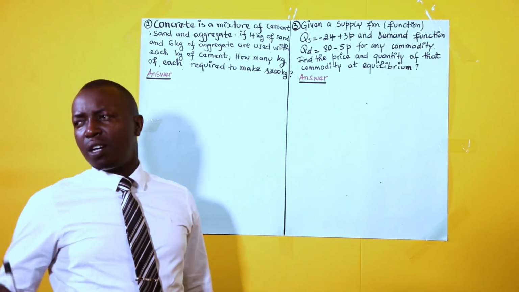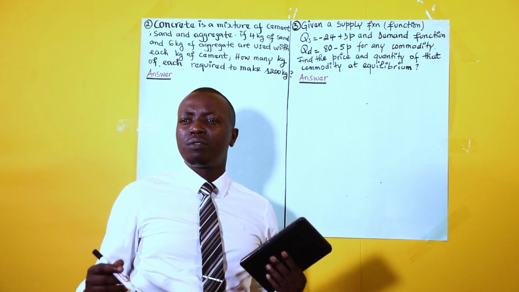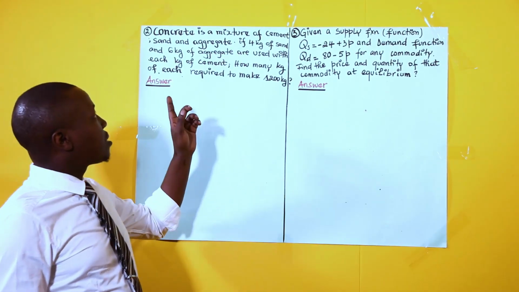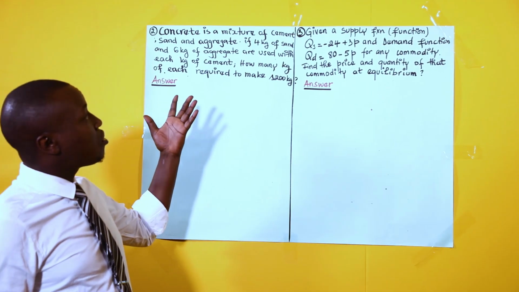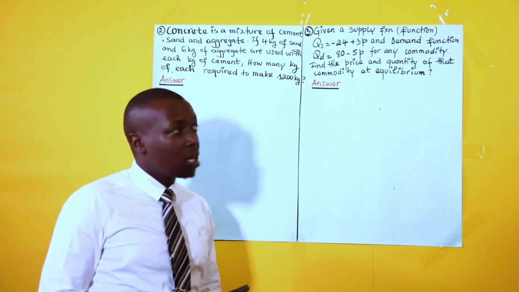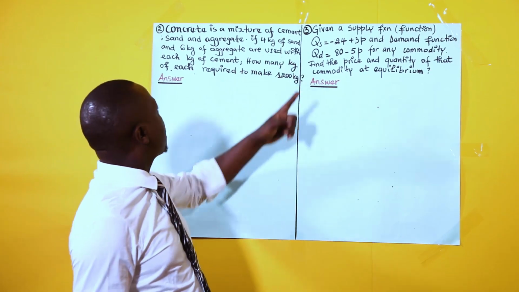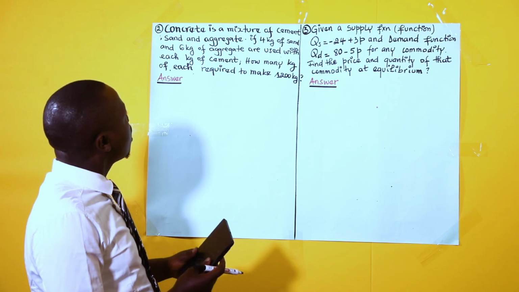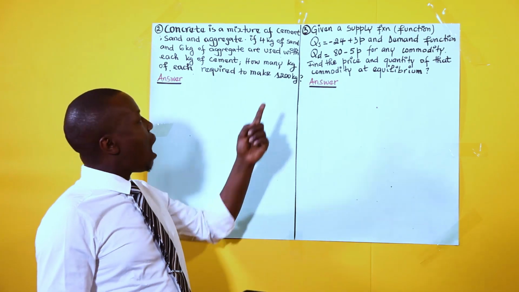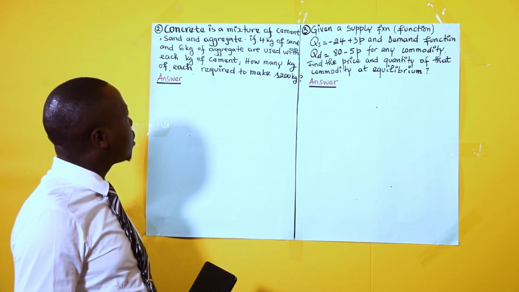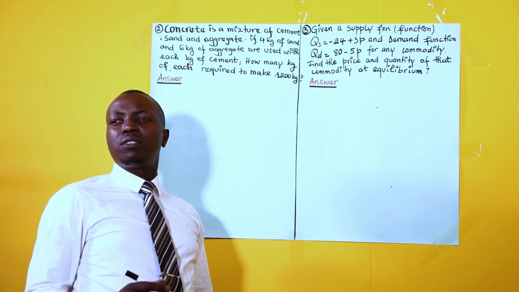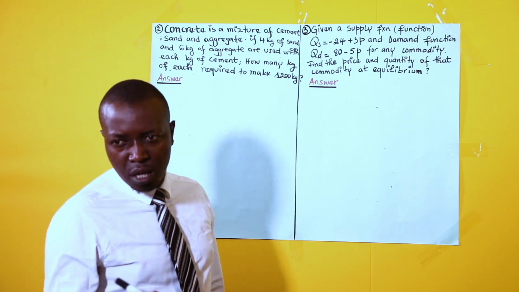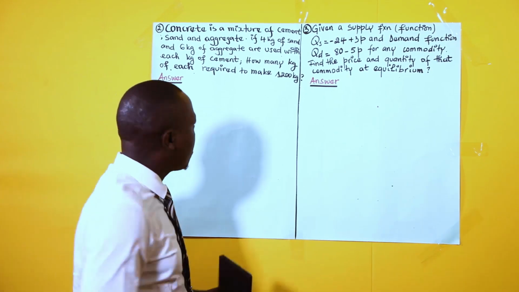Okay, let's together see how we can solve the second example. The second example says that concrete is a mixture of cement, sand, and aggregate. If 4 kilograms of sand and 6 kilograms of aggregate are used with each kilogram of cement, how many kilograms of each are required to make 1,200 kilograms? Do you understand this question? Okay, let us try it together.